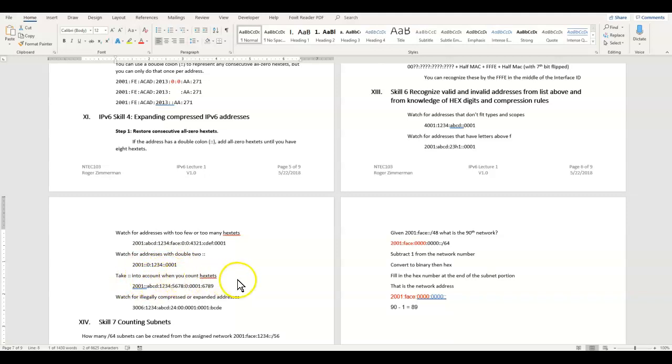Take double colons into account when you count hextets. So here I've got 1, 2, 3, 4, 5, 6, 7 hextets. But that looks a little short until I take into account that I have a double colon here, which would make up for the 8th one. And that would be all zeros there.